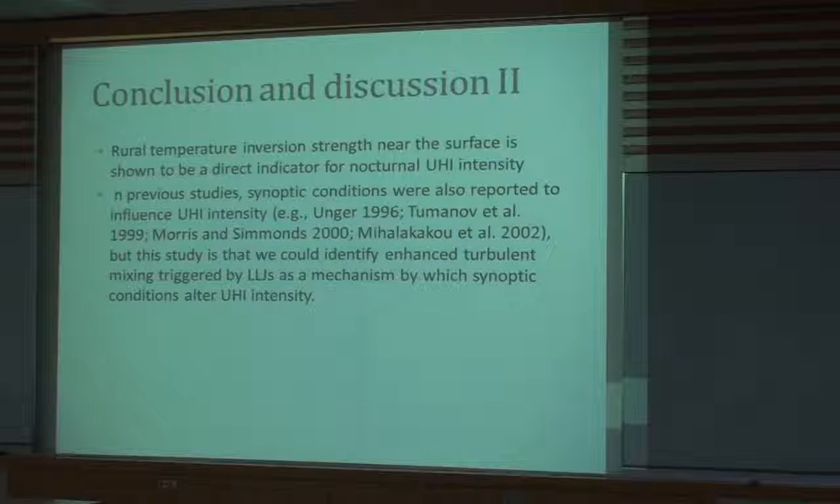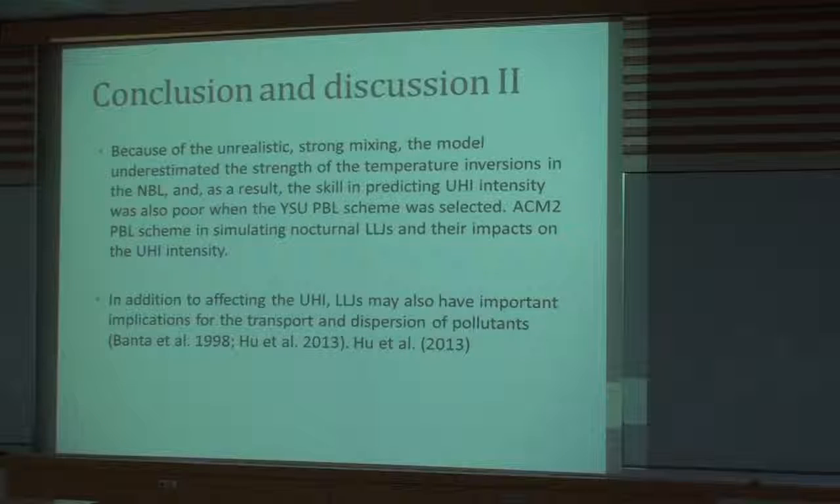And the rural temperature inversion strength near the surface is shown to be a direct indicator of the natural UHI intensity. In previous studies, the synoptic condition was also reported to affect UHI intensity. But in this study, we could identify turbulent mixing strength and low-level jets as the mechanism by which synoptic conditions alter the UHI intensity.